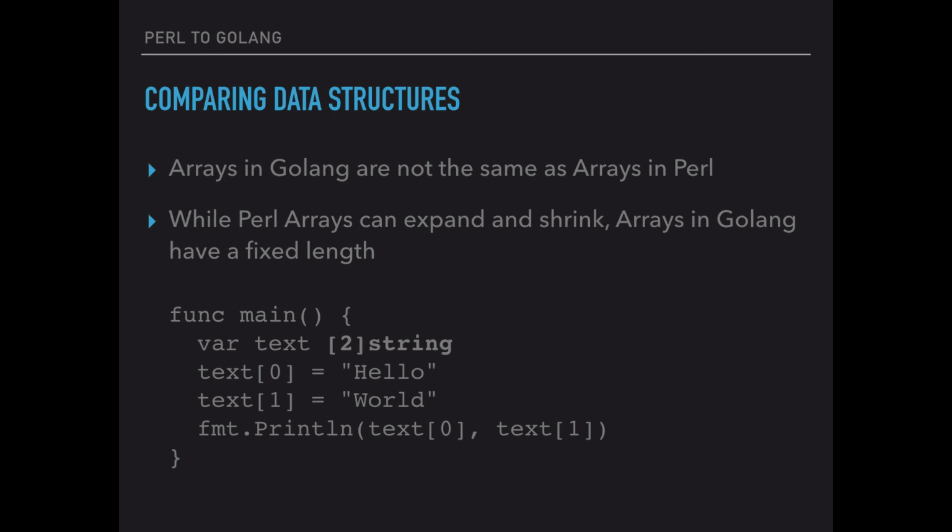Go has an array structure similar to Perl, but with one important difference. Arrays in Go have a fixed length. I don't know about you, but I've always used arrays of variable length in Perl, adding and removing elements during runtime. In the code example, we create an array of strings with a fixed length of 2. Then we set the first element to be hello and the second element to be world before we print it. If we try to add a third element, we would trigger a panic.